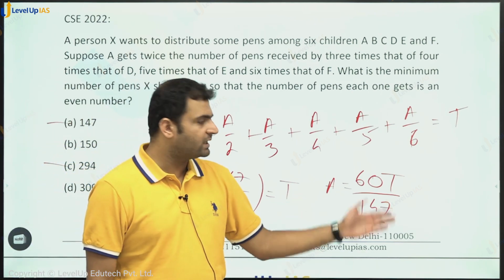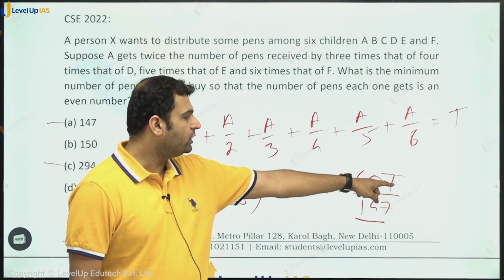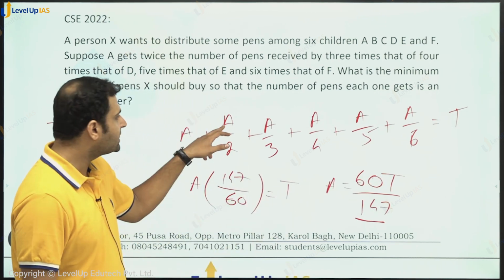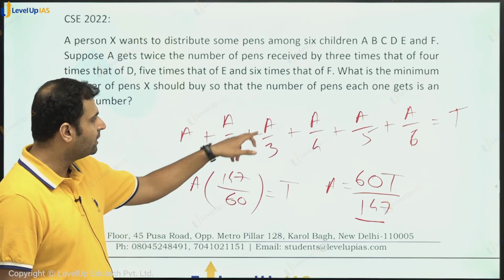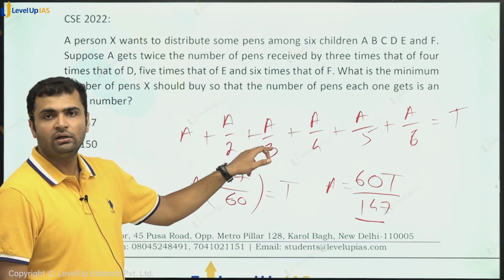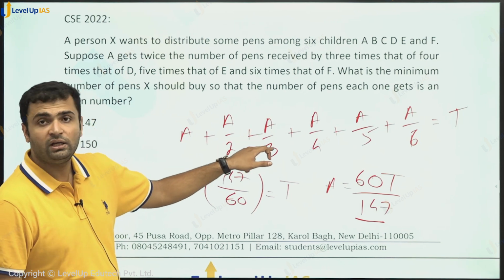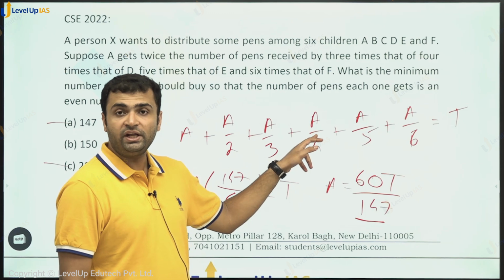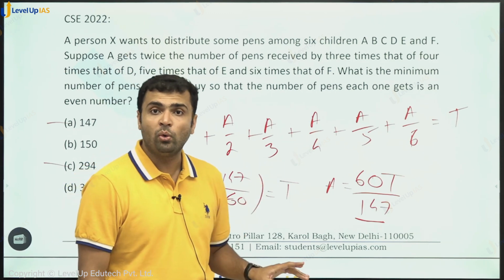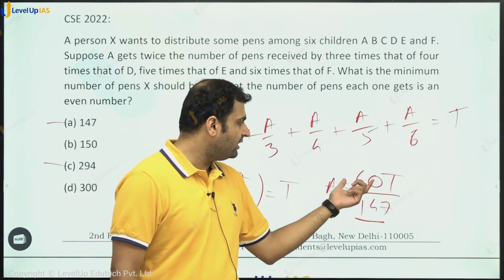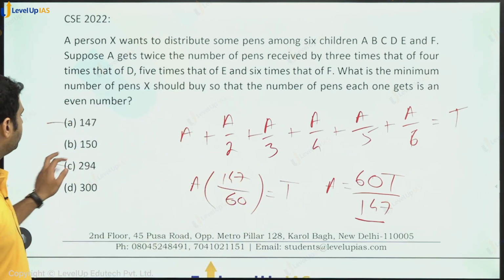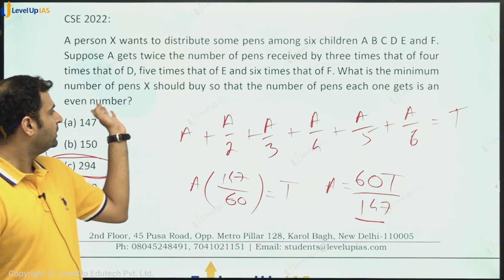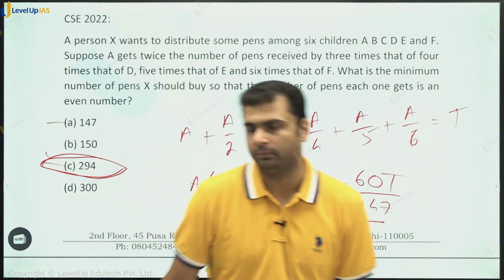And minimum पूछा है तो let us first try 147. If you put T is equal to 147, so A gets 60, even number, yes. B gets A का आधा 30, even number. C gets A का 1/3, 20, even number. D gets 60 by 4, 15. Is it even number? No. So D does not get even number if A gets 60. That is why A must get... So total number of pens have to be 294 so that every one of them gets even number.